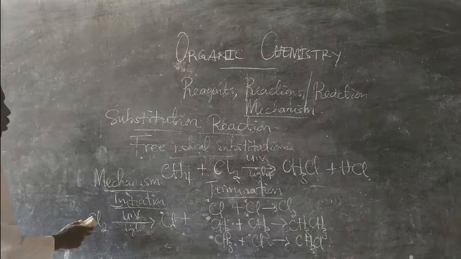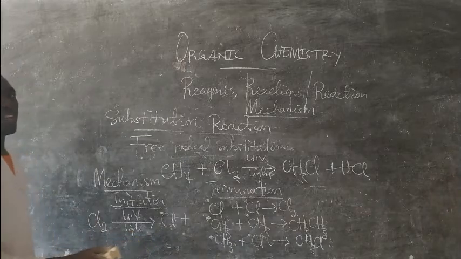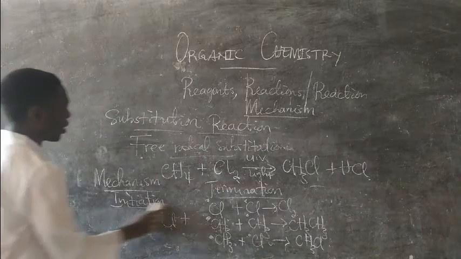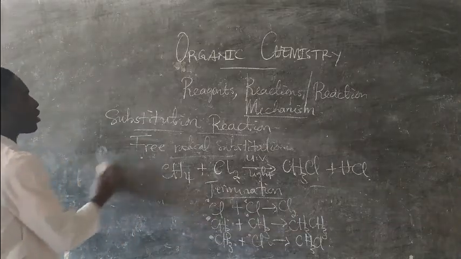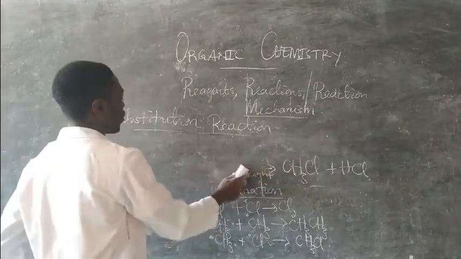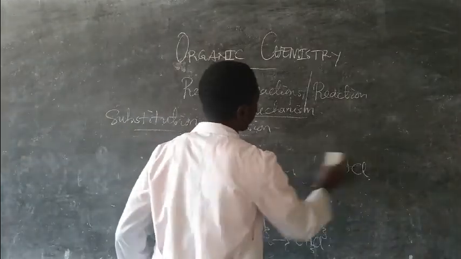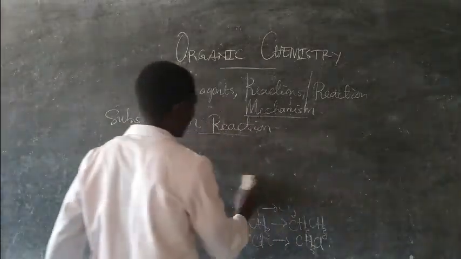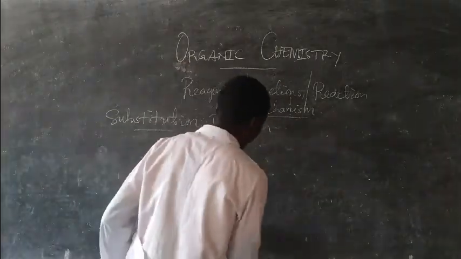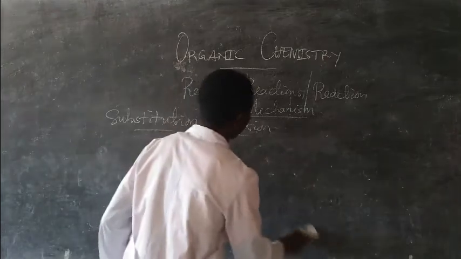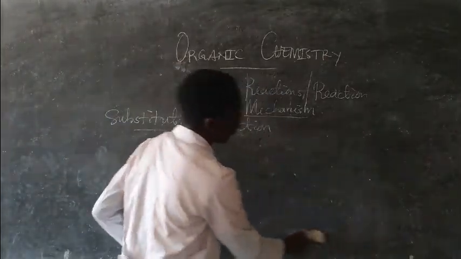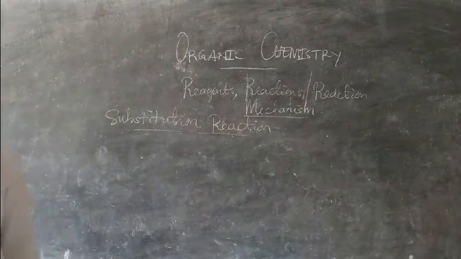And now we are going to go to electrophilic substitution. Alright, we'll move on to the electrophilic substitution mechanism. Now, if you are asked to describe or define free radical substitution reaction, what are you going to say? You say it is a reaction in which a free radical replaces an atom or group of atoms in an organic molecule.